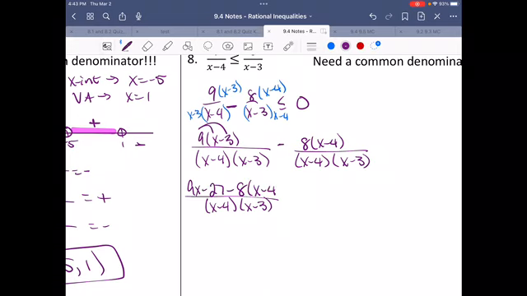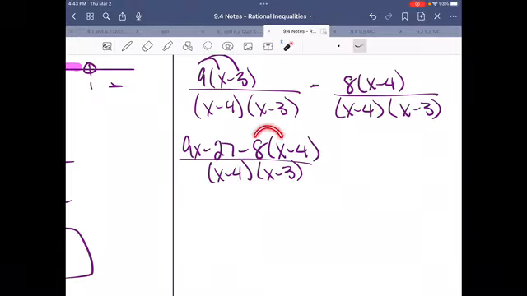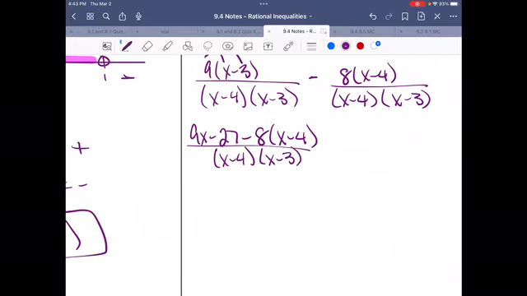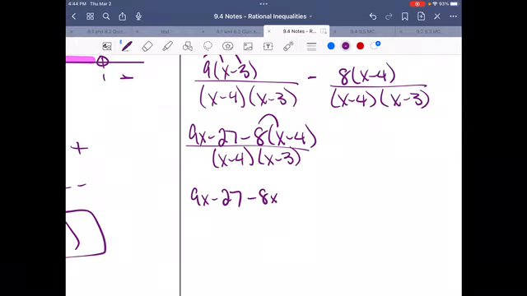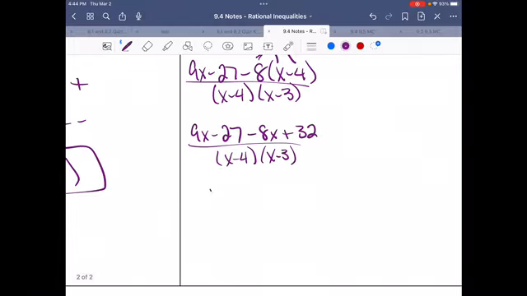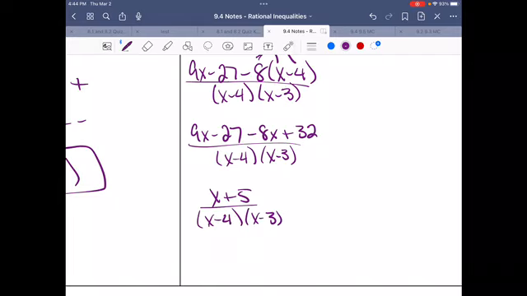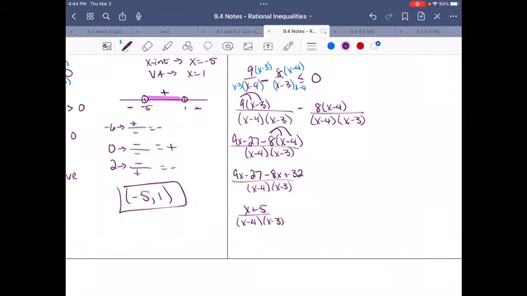I'm going to distribute that one, though. And the reason I didn't distribute on the second one is because I'm really distributing a negative 8. So I just wanted to make sure I cleared that sign. So that's negative 8x, positive 32. Combine your terms. We're going to get x plus 5 over the denominator. So now it's not so bad. And I already forgot what the sign was. Less than or equal to 0.